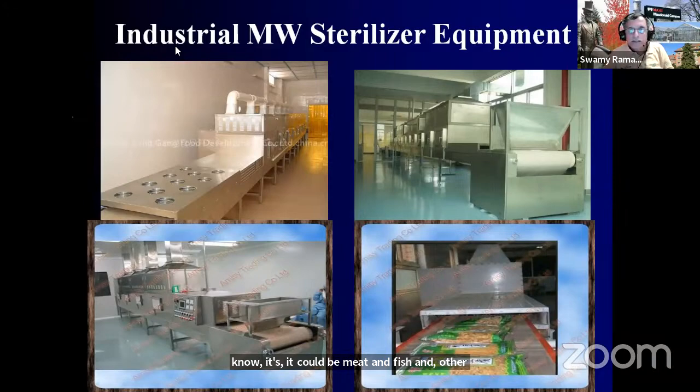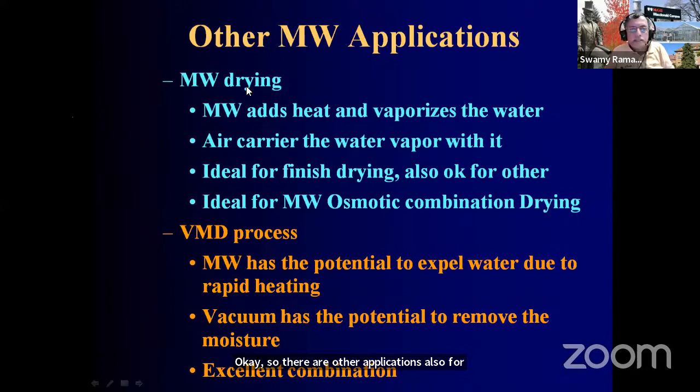So there are other applications also for microwave other than sterilization. You can use it for drying. Microwave drying is very popular. Microwave actually adds heat to the water. In drying, we need to add heat to water to vaporize it. In the case of microwave drying, the solid material is transparent to microwave.